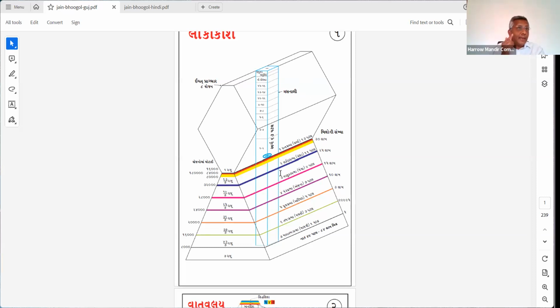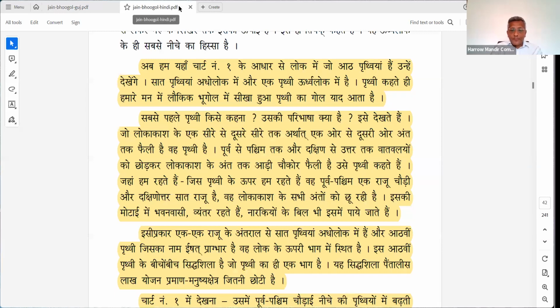Another important feature of these lands is their thickness. The first land is the thickest, then the second land is less thick, then the third land becomes thinner, thinner, thinner. As you go all the way to the bottom, it becomes thinner and thinner. That's essentially what the next paragraph is trying to tell you.